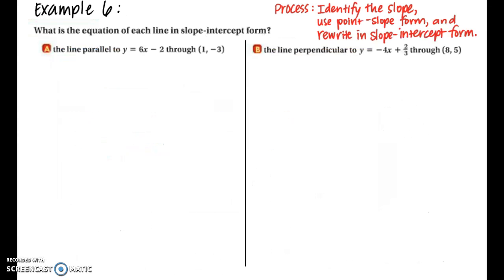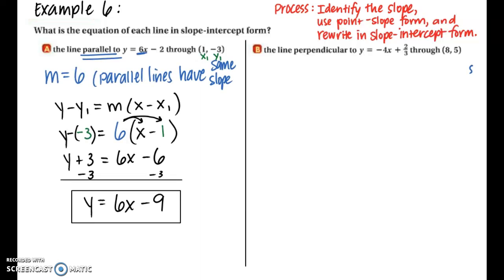Here's our last example of the lesson. We need to write the equation of each line in slope-intercept form because that's the easiest form to graph. Our process will be: first identify the slope, second use point-slope form, and third rewrite in slope-intercept form.